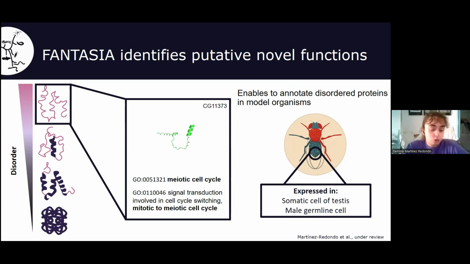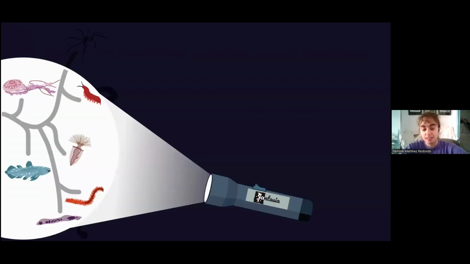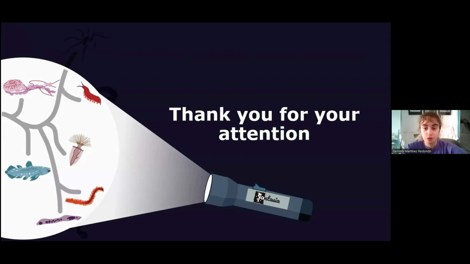So we think our tool is good for this first exploratory step, where we know nothing, but now we can start exploring this unknown part. For my group, which works mostly in non-model organisms, Fantasia is a way to illuminate this hidden part, this dark part, that we knew nothing about before. And I hope that you enjoy the talk.